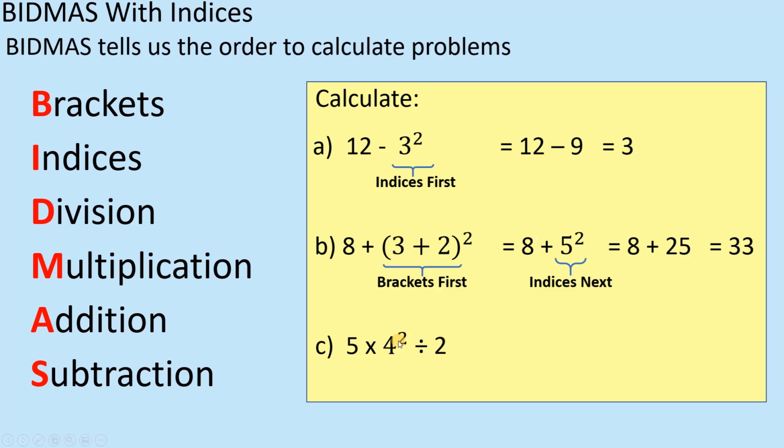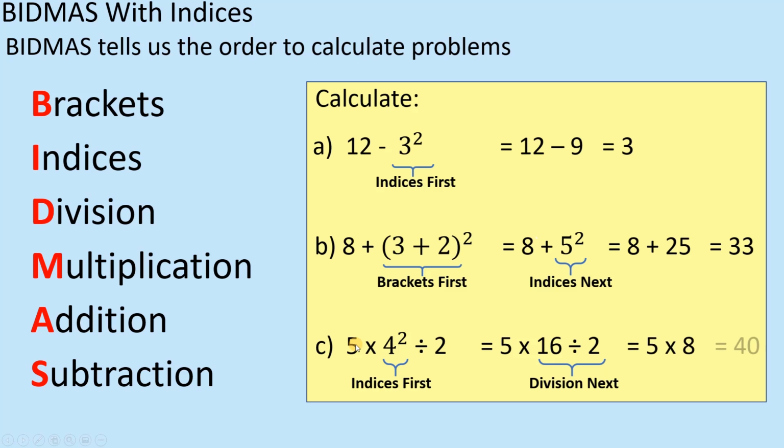Right, so for the order, we're going to do this bit first. 4 squared is 16. Then divide by 2, which is going to give you 8. And then times by 5, it's going to give you 40. So there you go. That's BIDMAS.